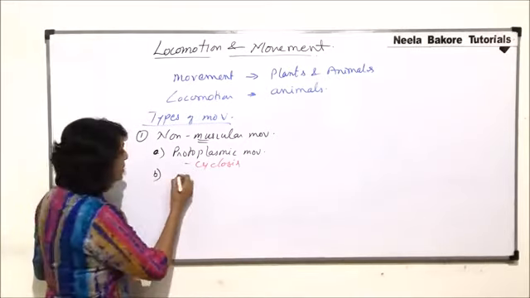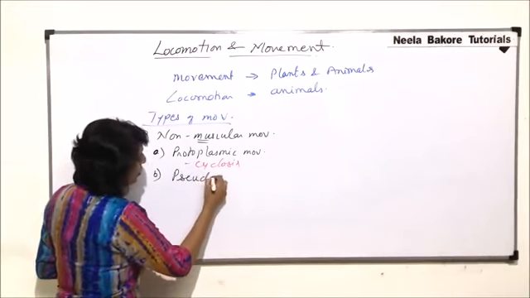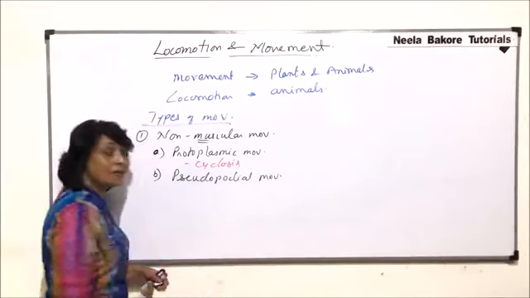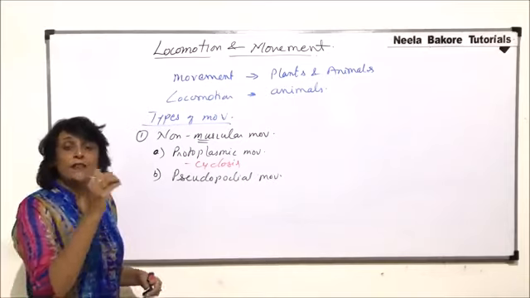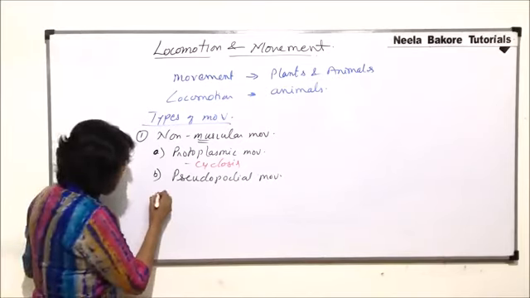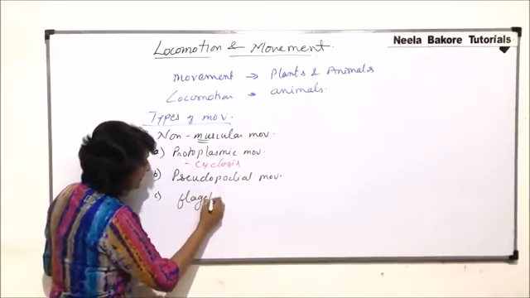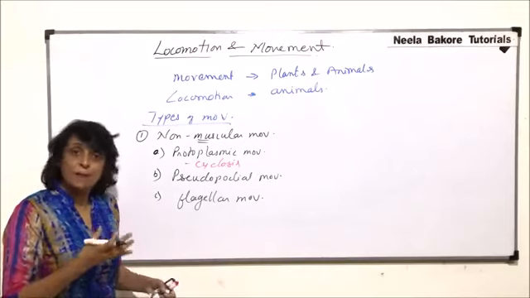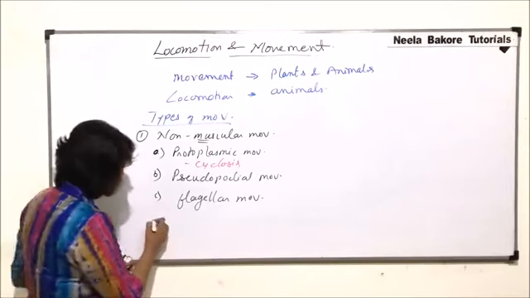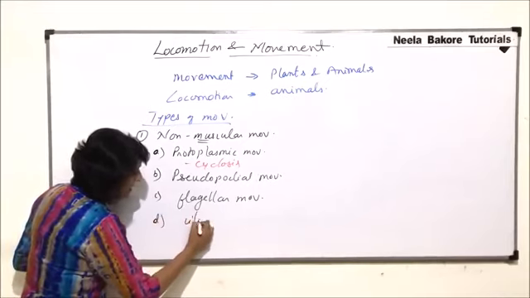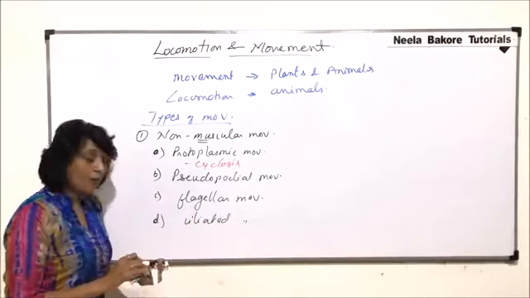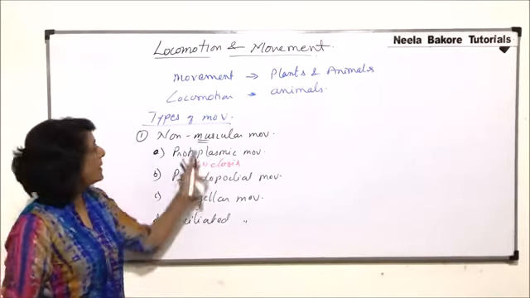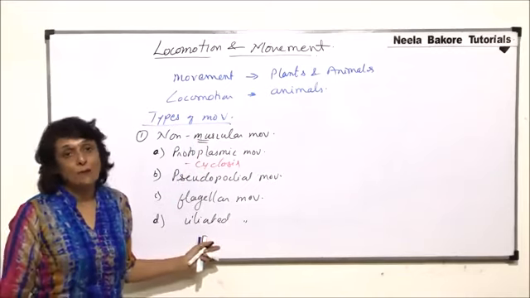Then pseudopodial movement, as we see in case of amoeba or even WBCs, where protoplasmic projections are formed. The third type, flagellar movements, where the structure which is helping in this movement is flagella. And the fourth one is ciliated movement. So in these last two cases, there is a structure which is helping in this movement, but there is no involvement of muscle.